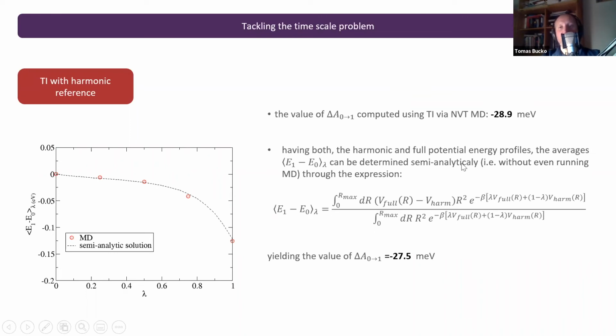test it more rigorously because this is a quasi one-dimensional problem. So in principle, having analytical expressions for the full and harmonic potential, you can find an analytical expression for the integrand, and you can obtain an accurate reference value for the free energy difference, for the anharmonicity. And you see, the reference value is pretty close to what we got.